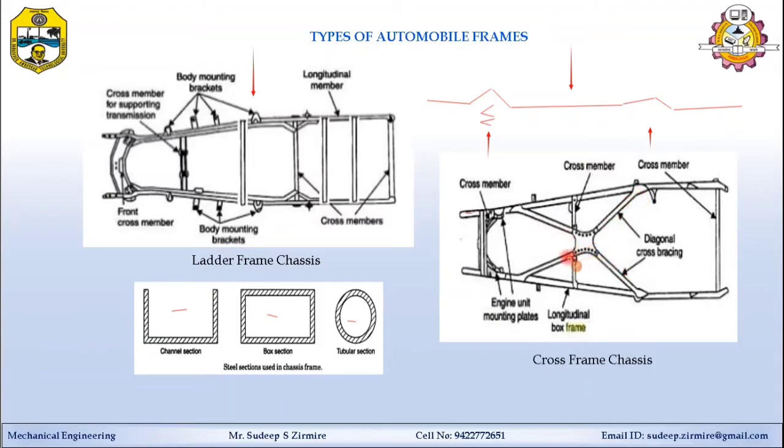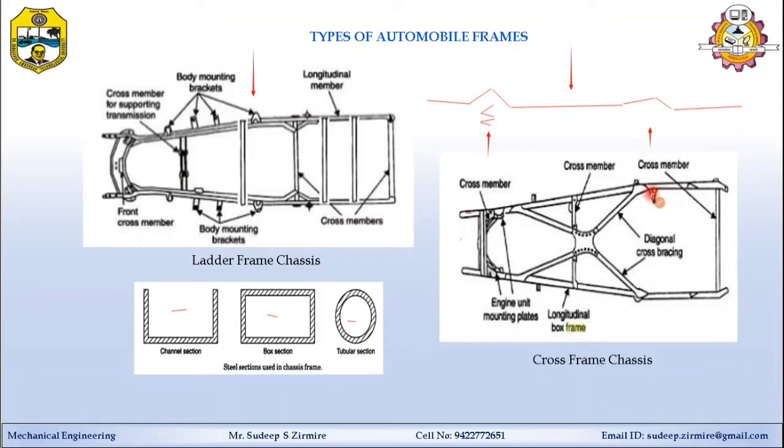And in this second type, the cross frame member chassis type, cross members are used at an inclined position. These cross members are called diagonal cross bracing. This type of chassis has the advantage that it reduces the stress in case of front impact. For that purpose it is assembled like this. At the center you can see all these cross members are connected with the central plate, or bracket, to provide a smooth path for stress relief.